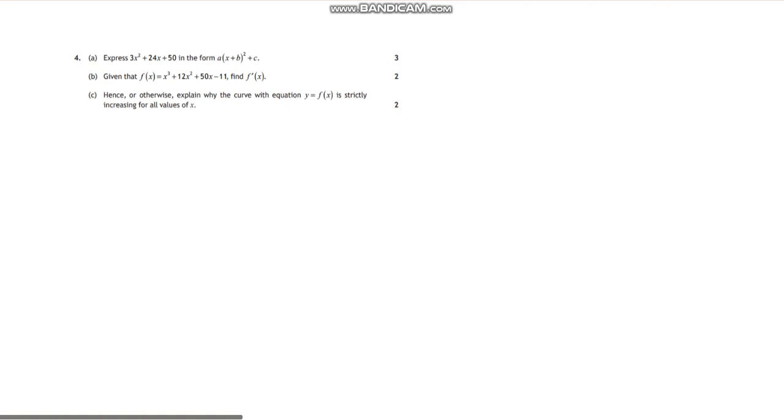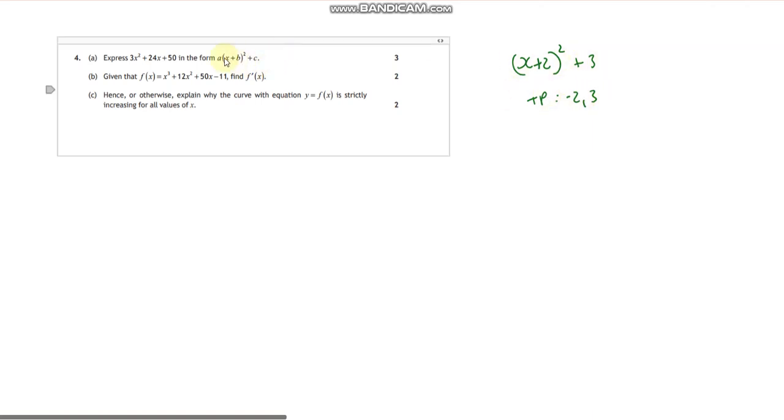Because you should remember, if I've got something like (x plus 2) squared plus 3, the turning point is negative 2, 3. So we change this sign and this stays the same. Very similar to moving our graphs, where we do the opposite of what's next to x, and outside the bracket stays the same. So do the opposite: negative 2, plus 3. So that's why we do this for a start. They're quite nice, they give you the finished form.